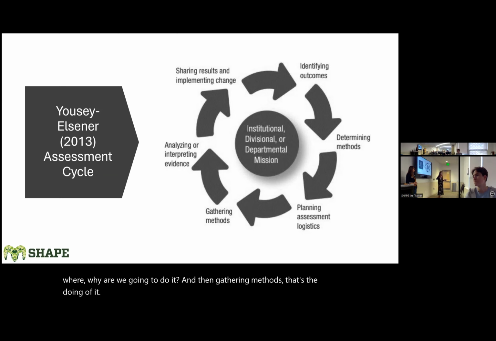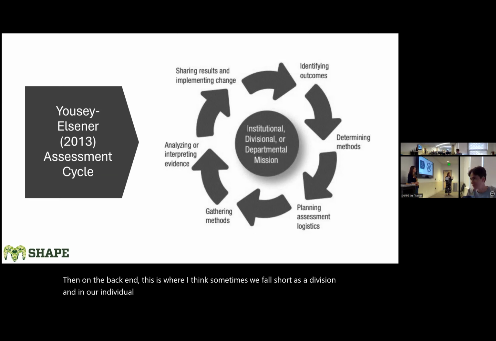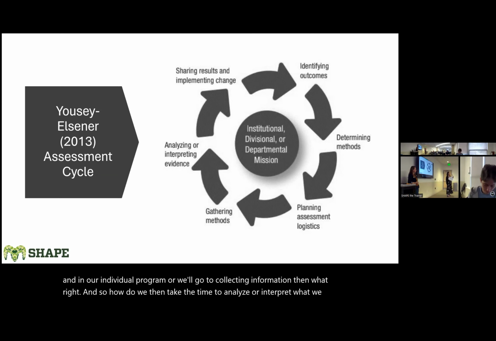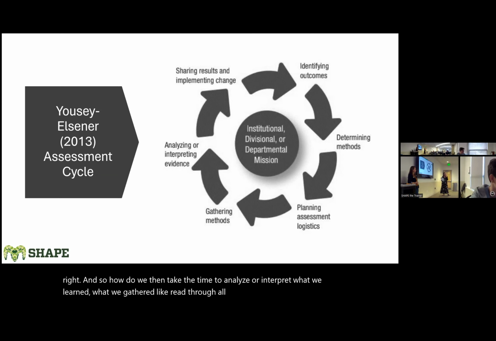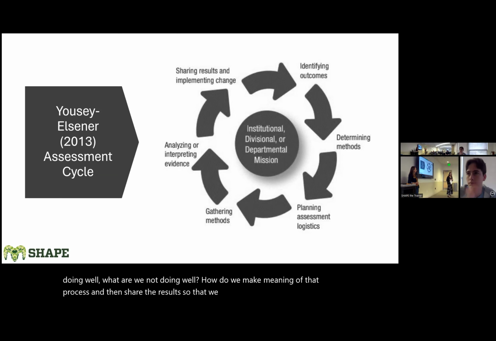Then on the back end, this is where I think sometimes we fall short as a division and in our individual programs. We're good at collecting information. Then what, right? How do we take the time to analyze or interpret what we learned, what we gathered, read through all the results and say, what are we doing well? What are we not doing well? How do we make meaning of that process? And then share the results so that we understand how to implement change.